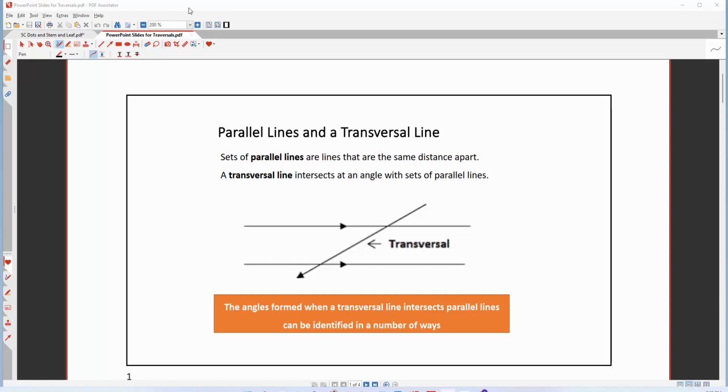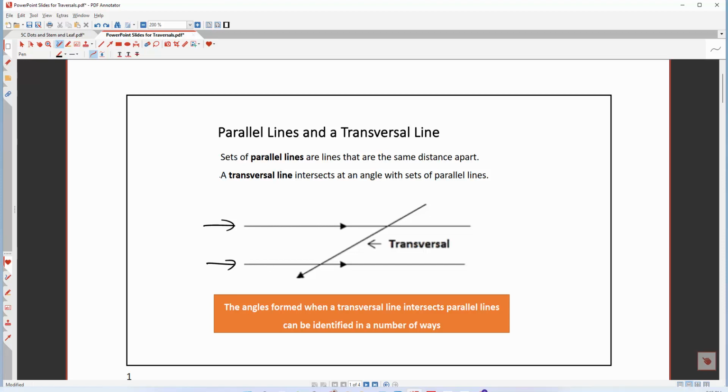Now, Year 8s, today we'll look at parallel lines and a traversal line. So, what on earth does that mean? Sets of parallel lines are lines that are the same distance apart. You can see that these two lines here, this one and this one, are parallel, and that means that this distance here is exactly the same as this distance here, which will be the same anywhere along the two parallel lines.